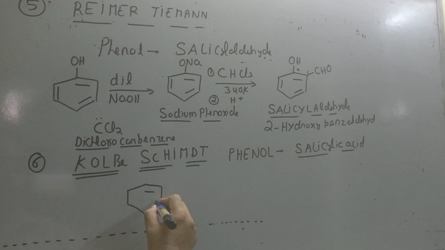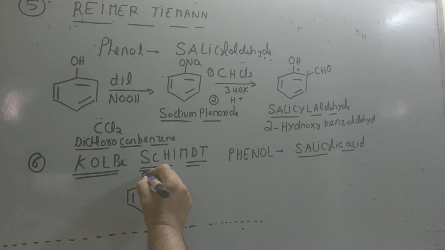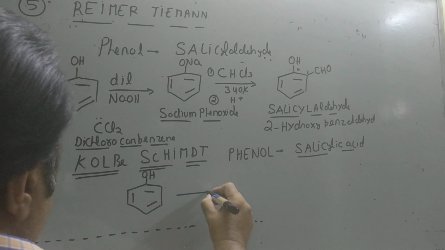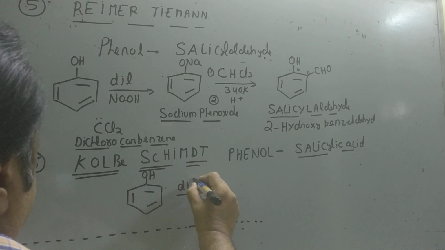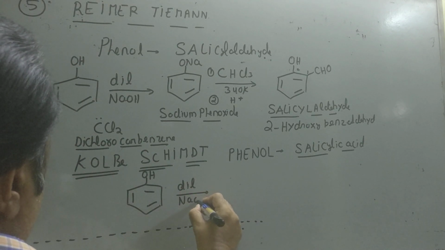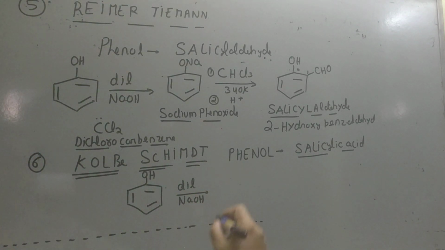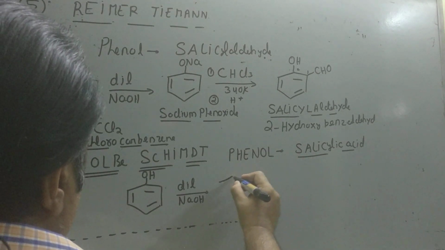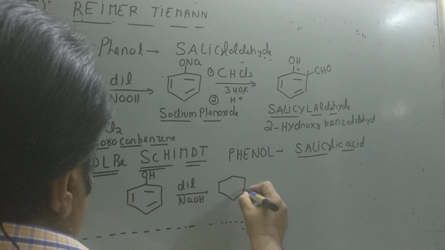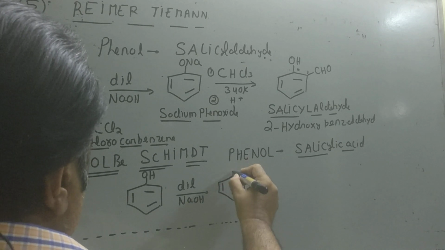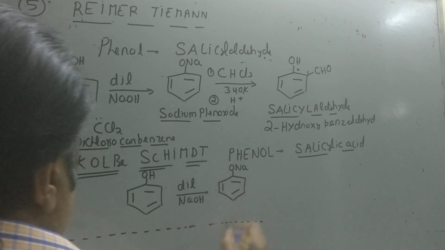We have to dissolve phenol, and even if you want to make a solution, what solvent will we be using? Dilute NaOH. Why does phenol dissolve in dilute NaOH? Because of its acidic nature. It will react with dilute NaOH and convert into its sodium salt. You will get the formation of sodium phenoxide.